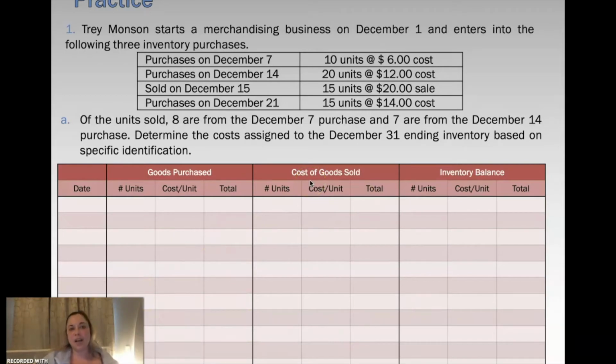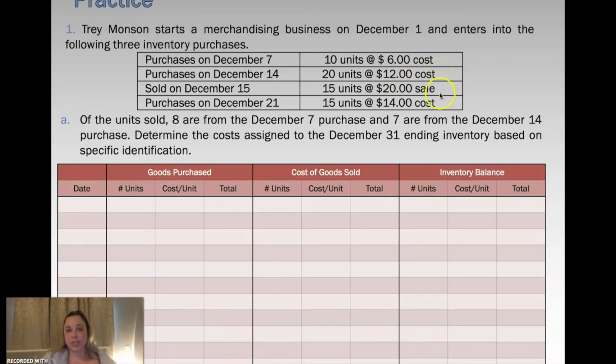Trey Monson starts a merchandising business on December 1st and enters into the following 3 inventory purchases. They made a purchase on December 7th, 10 units, at $6 each. Then they did another purchase on the 14th of December. And we're doing this just for 1 month, December. We're not looking at a whole year. They bought 20 units at $12 each.